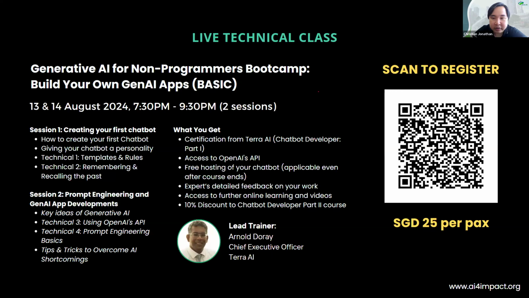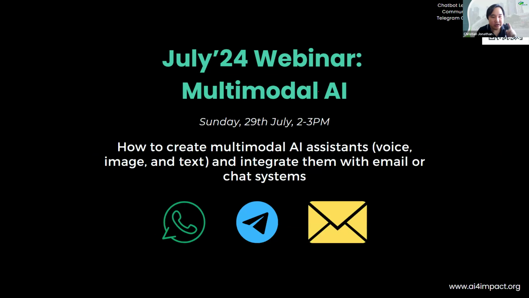If you want to join, you can just scan the QR code right now. It's going to happen on 13 or 14 of August. Our goal is that regardless of whether you join our live classes or learn at your own pace, hopefully by August all of you are able to create your own basic prompt engineering, because in July we are going a little bit deeper into creating multimodal Gen AI. This is about how to create a multimodal AI assistant. Basically, you can input voice or image.